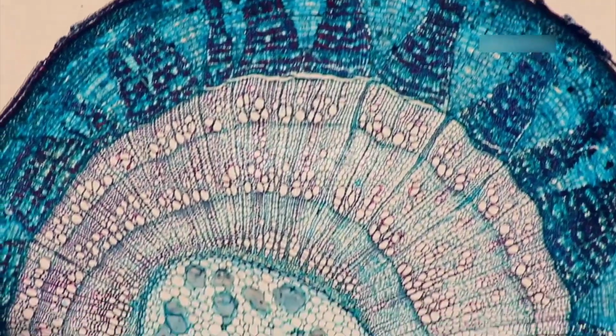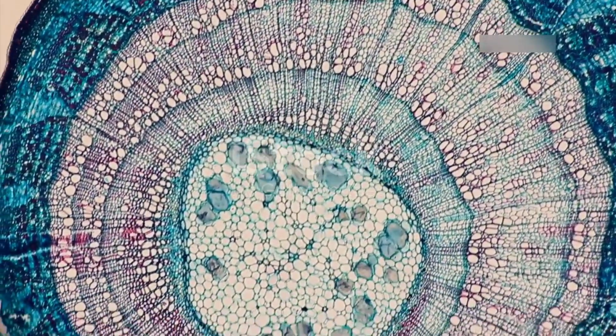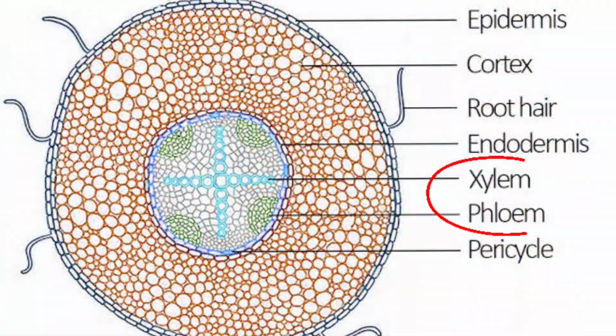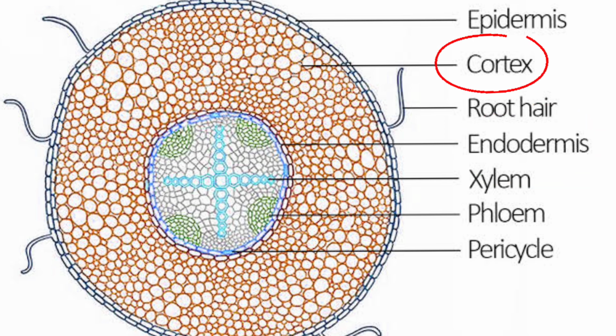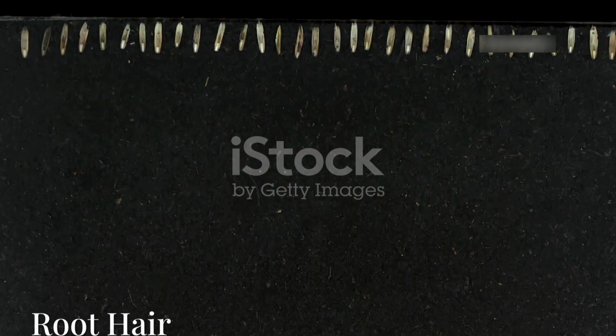The central portion of the root is composed of conducting tissues, that is, xylem and phloem. Outside the conducting tissues, there is a narrow layer of thin-walled cells called the pericycle. The pericycle is surrounded by a single layer of cells called the endodermis. Outside the endodermis, there is a wide zone of thin-walled, large cells called the cortex. The cortex is surrounded by a single layer of cells called the epidermis. Root hairs arise from the epidermis.